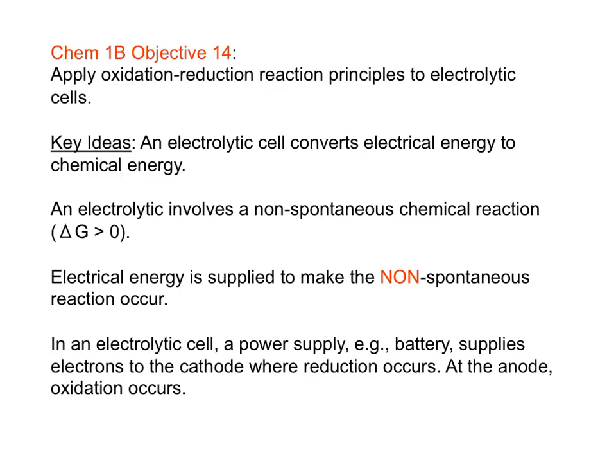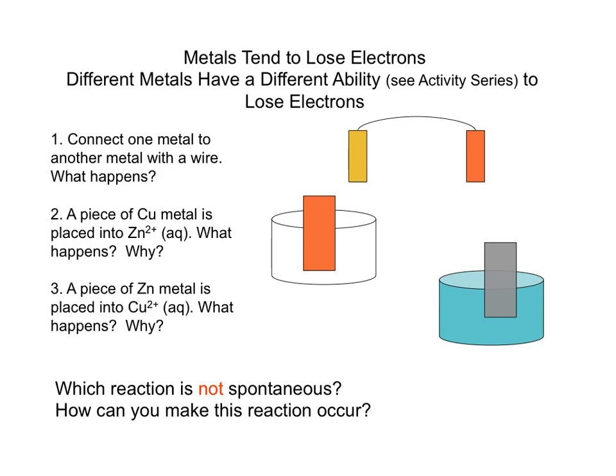In a battery, a spontaneous chemical reaction occurs to produce electrical energy. An electrolytic cell can make a non-spontaneous reaction occur by providing electrical energy and converting that to chemical energy. We know metals lose electrons. Some metals lose electrons easier than other metals.